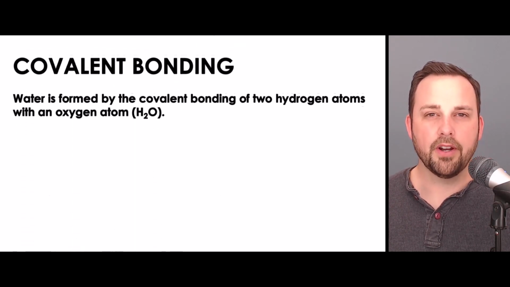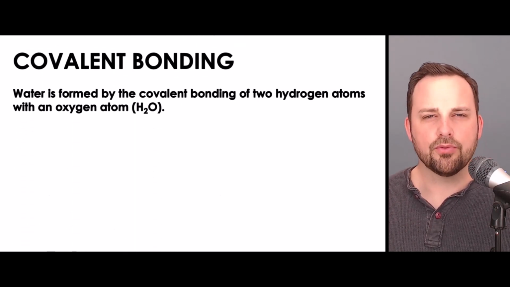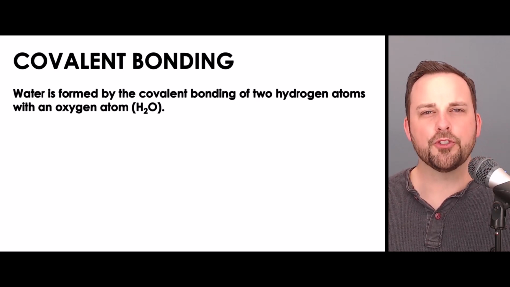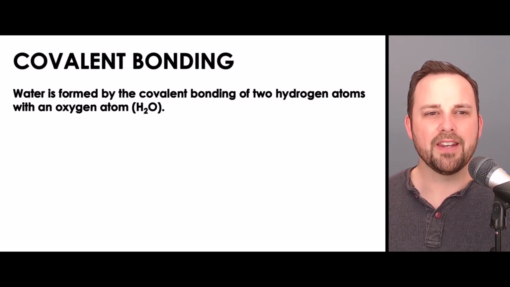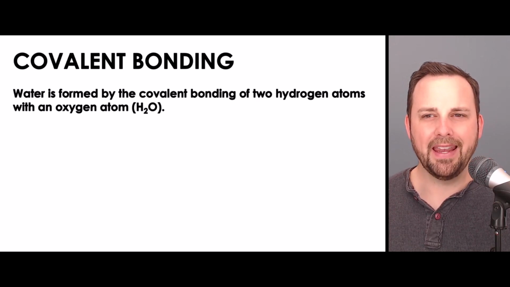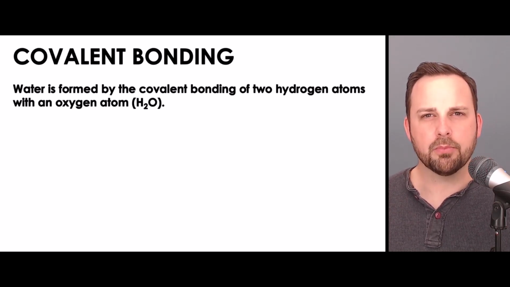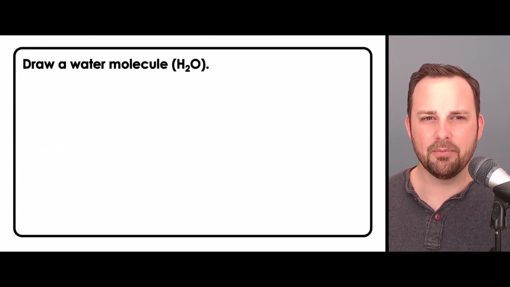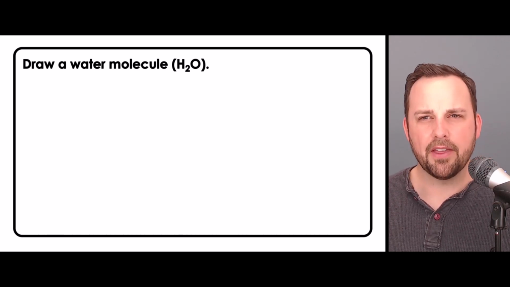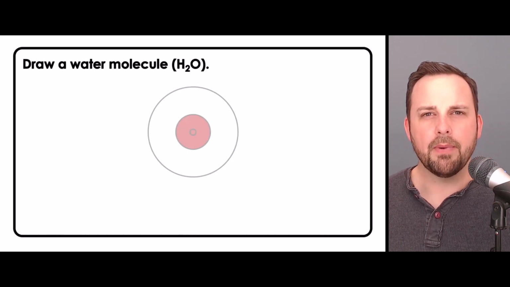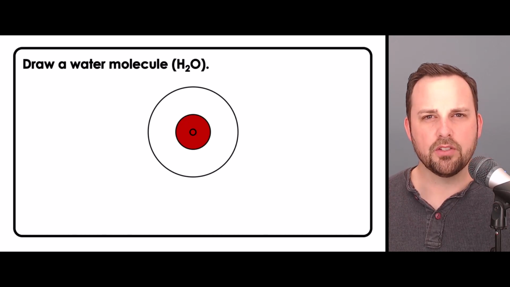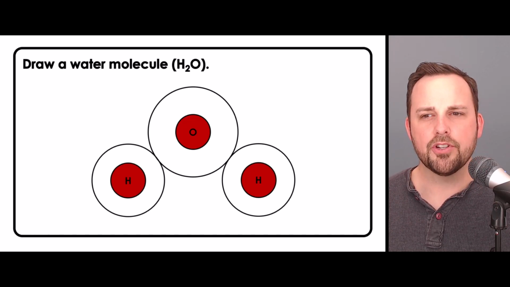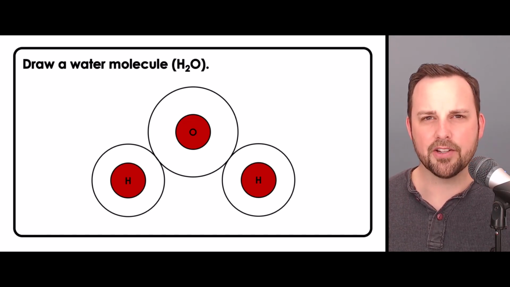In fact, water is an example of this. Water is formed by the covalent bonding of 2 hydrogen atoms with an oxygen atom, and we write that as H2O. So right now, let's practice drawing what a water molecule looks like. We know that there's 2 hydrogen atoms and 1 oxygen atom, but let me show you how those are going to be arranged together in a molecule. We'll start by drawing the oxygen nucleus with its valence shell in the center of the screen. Then we need to draw both hydrogen atoms on either side of the oxygen atom.